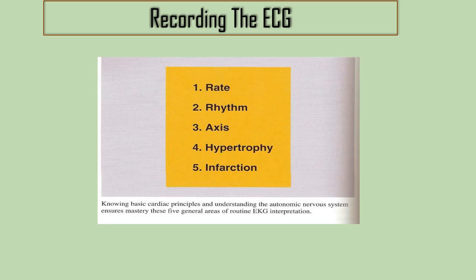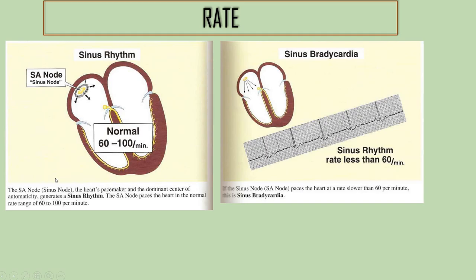Knowing basic cardiac principles and understanding the autonomic nervous system ensures mastery of these five general areas of routine EKG interpretation, that is, rate, rhythm, axis, hypertrophy, and infarction. Rate.